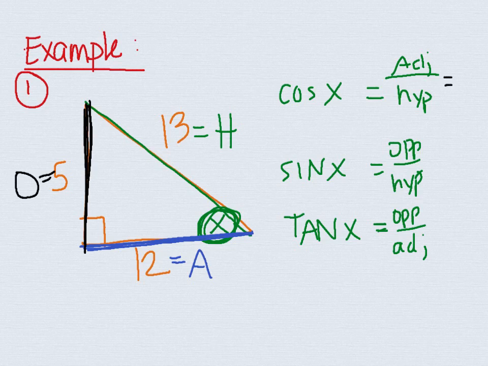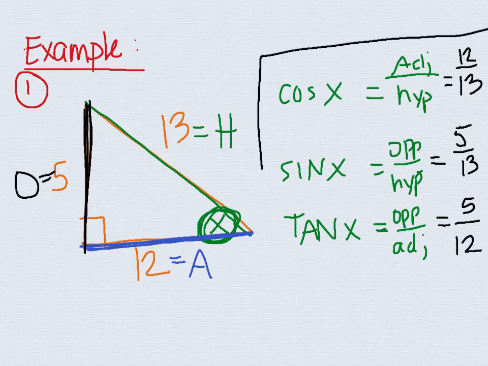So the cosine of x is going to be the adjacent side, which is 12, over the hypotenuse, which is 13. So that is your ratio, or your fraction of the cosine. The sine of x is going to be the opposite number, which is 5, over the hypotenuse of 13. And the tangent is going to be the opposite side of 5 over the adjacent of 12. And so there you have it. That's how you set up your ratios for the 3 different trig functions looking at a triangle.